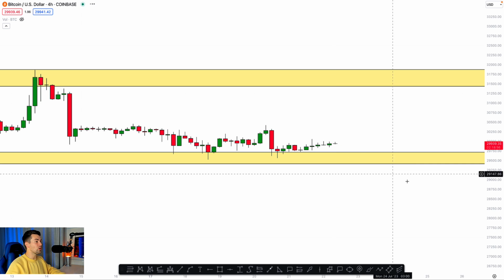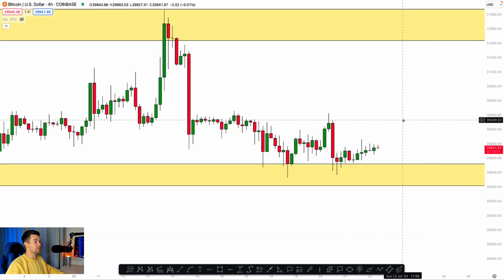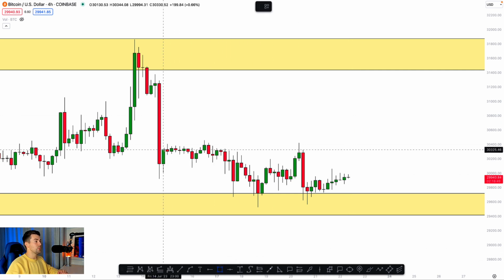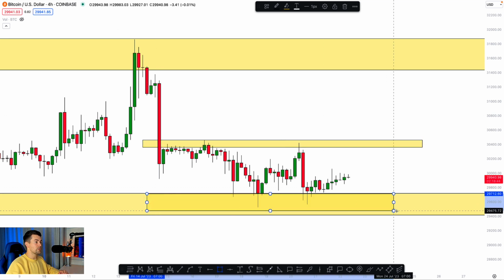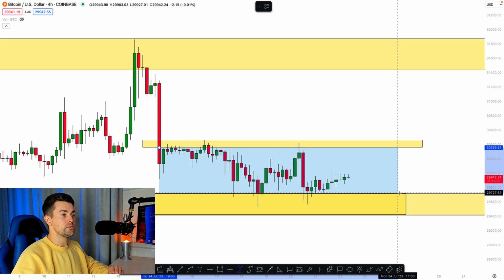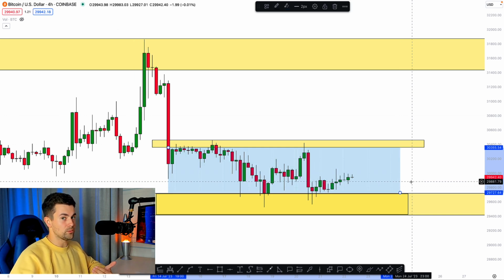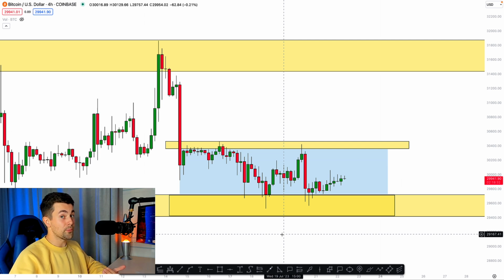If we open a 4-hour time frame and analyze the price action on a 4-hour time frame, we can spot that here we have one more range. Here is the resistance of the range, and here is the support of the range. So within that range, most likely the buying volumes are accumulating, and most likely soon we will see the bullish movement.